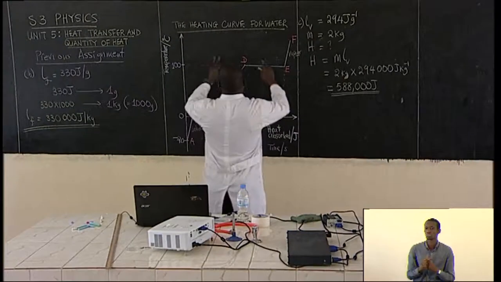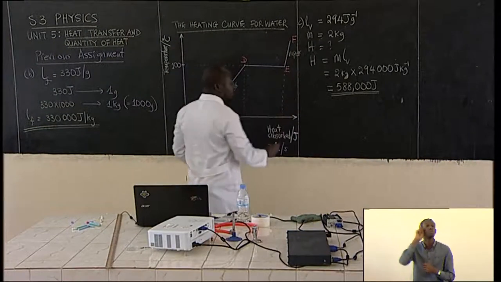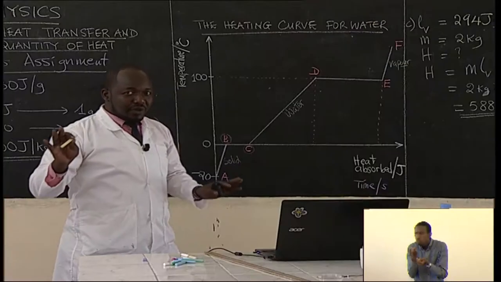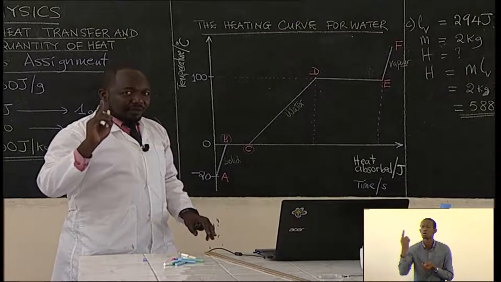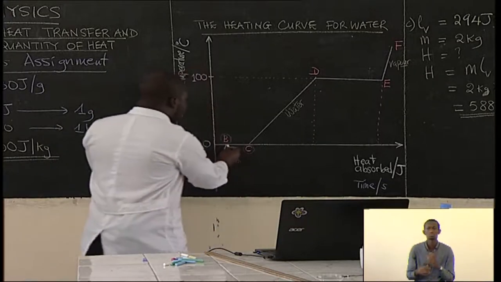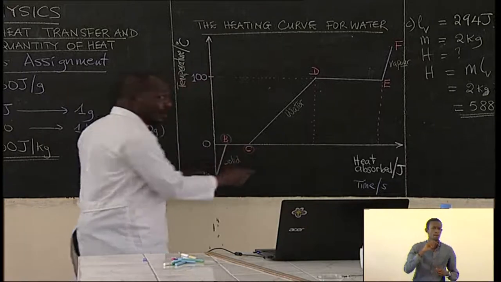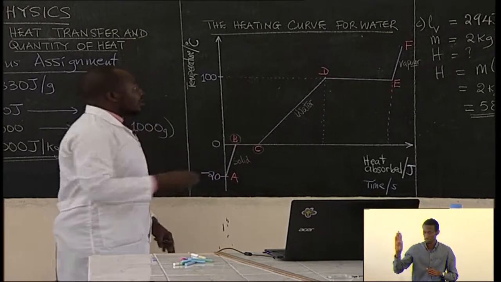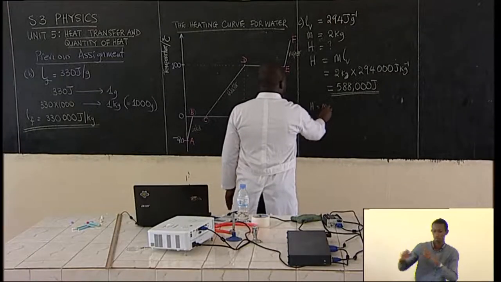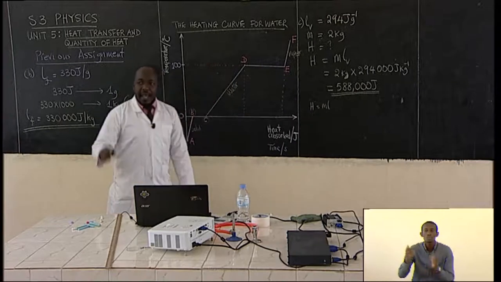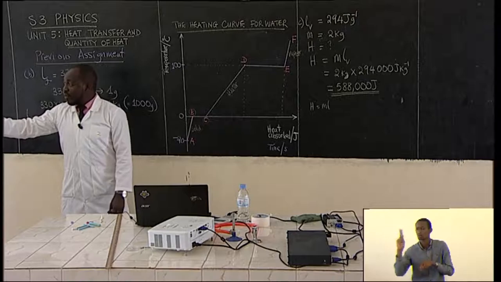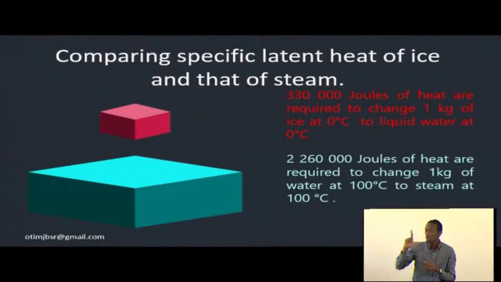I'm going to make it clearer this side, so you'll come over this side. So imagine in the whole of this arrangement, we are heating 1 kilogram of water. That's what we are concentrating on. 1 kilogram of what? Of water. So what does it mean? Let me start from B to C. Remember, it is 1 kilogram. So if you apply your formula, H is equal to ML. M is 1 kilogram, and L is 2,260,000 joules. So what does it mean?